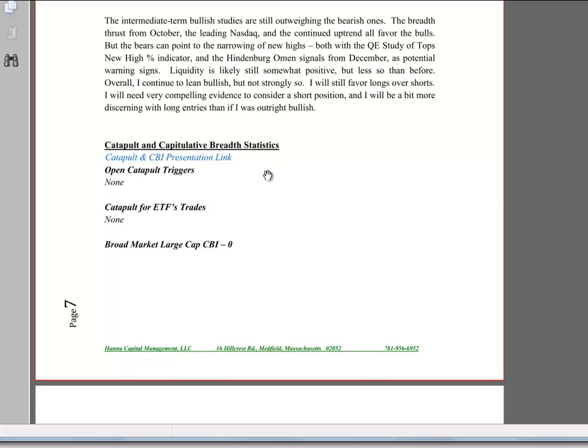Okay. The next section is the Catapult and Capitulative Breadth Statistics. It's where the CBI is shown and where all of the open Catapult triggers are listed. And sometimes I'll do Catapult for ETF trades as well, and I'll list them in this section also. Okay, so all the Catapult stuff is listed here.